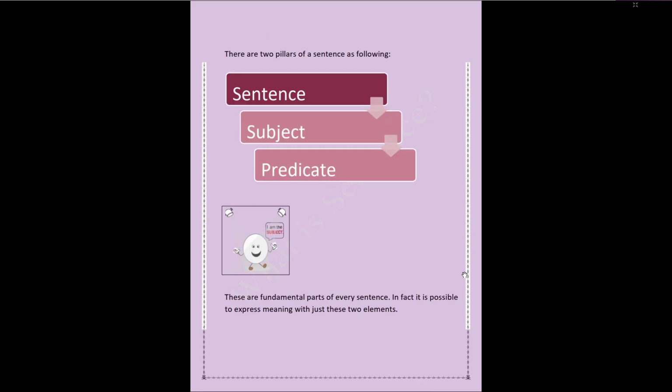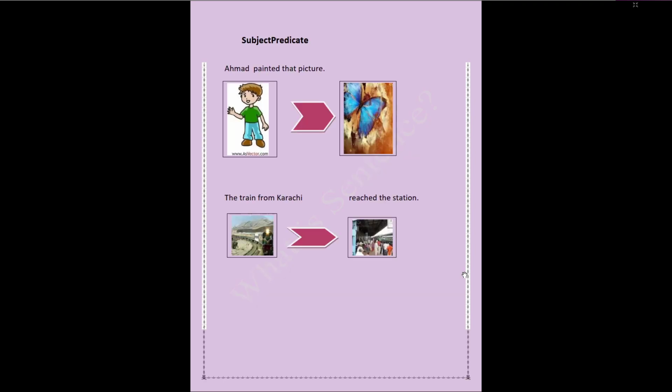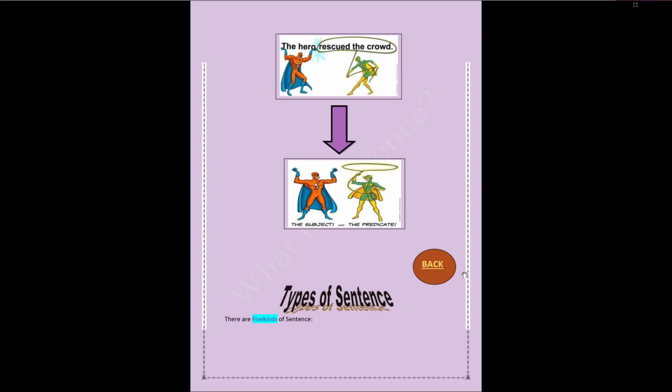Subject and predicate are the fundamental parts of every sentence. In fact, it is possible to express meaning with just these two elements. Ahmed painted that picture. In this, Ahmed is the subject and painted that picture is the predicate. Second sentence, the train from Karachi reached the station. Now, the train from Karachi is the subject in the sentence. Reached the station is the predicate. The hero rescued the crowd. In this sentence, the hero is the subject and rescued the crowd is the predicate. This is all about the predicate and subject.